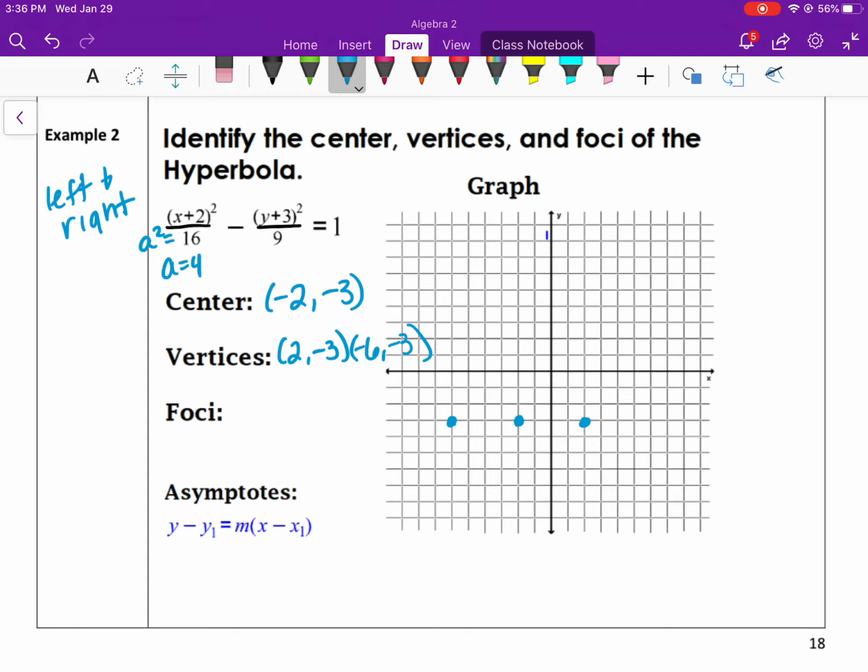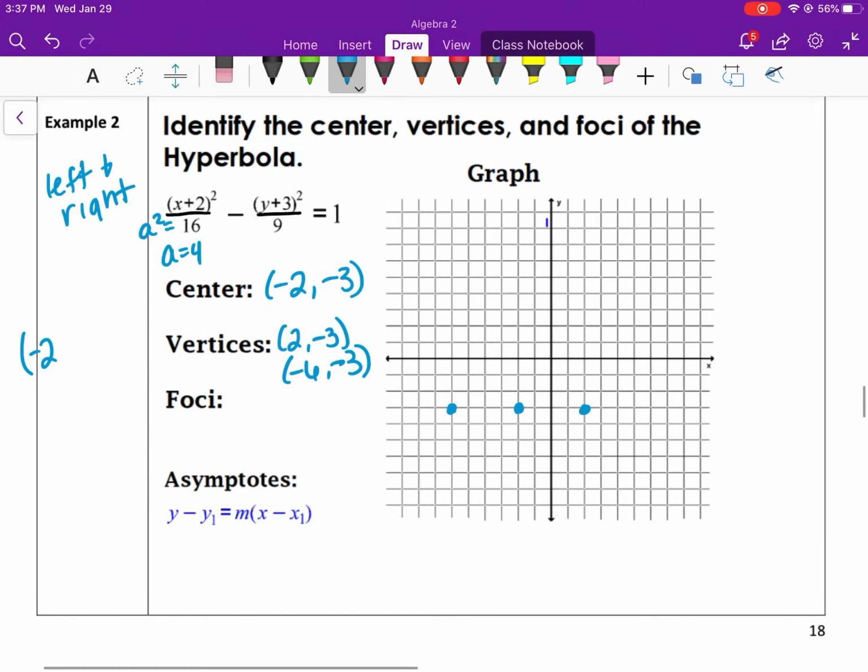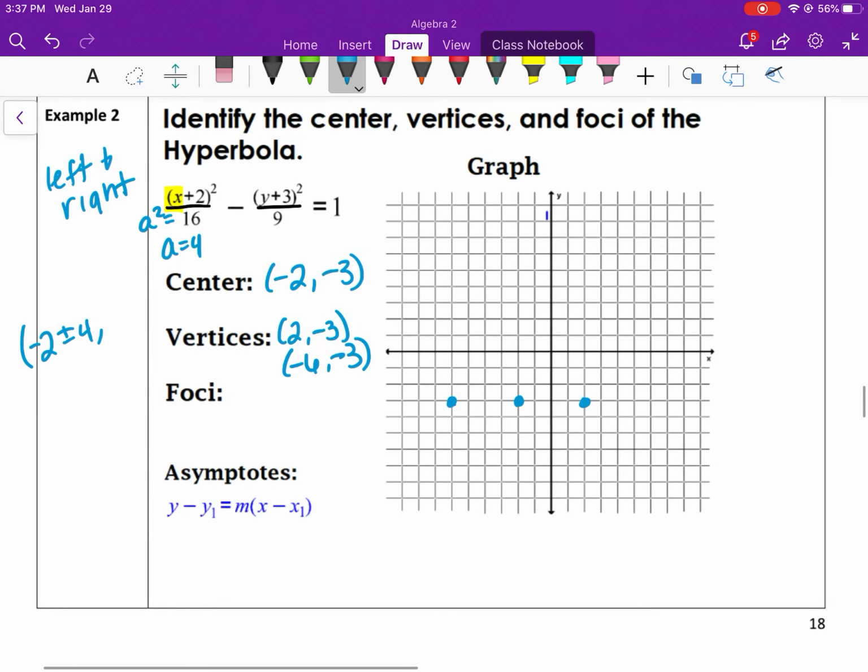So you can tell the picture right here, you can see that. I'm actually going to move this point off my graph, -6, -3. Remember that you can take your center point and it's moving the x coordinate, because the 16 is under the x, and it's moving it by 4. So plus or minus 4 to the x coordinate, the y coordinate stays the same. If you do -2 plus 4, that's where I got 2, -3. -2 minus 4 is where I got -6, -3. So you can calculate it that way as well.